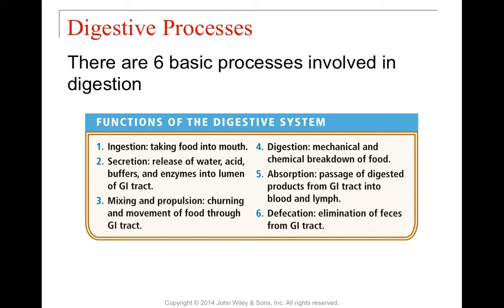So the overview of digestion includes six basic processes. The first is ingestion, or just the process of putting food into your mouth, and then you're going to start chewing that food up. And that's going to cause the secretion of different enzymes into the lumen of the GI tract.